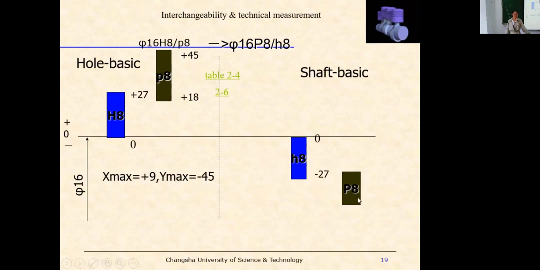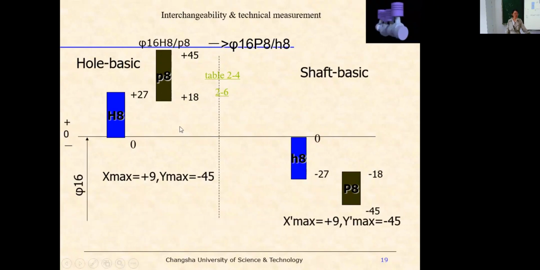Sorry, this is for the hole, and this is the shaft. This is for the hole. So this is minus 80, so it's the same. And this is minus 45, right?